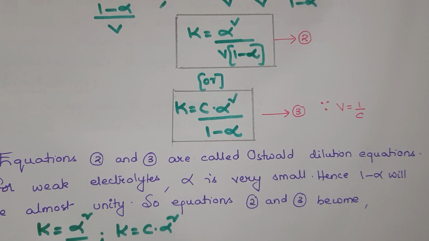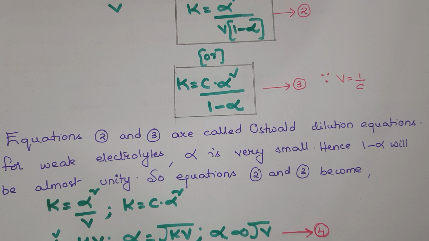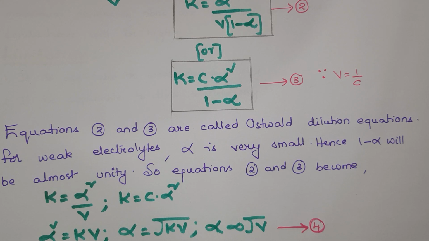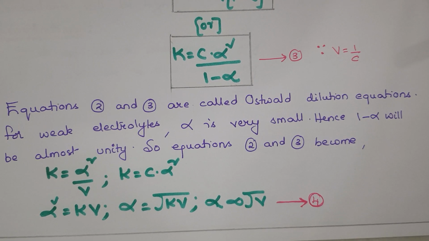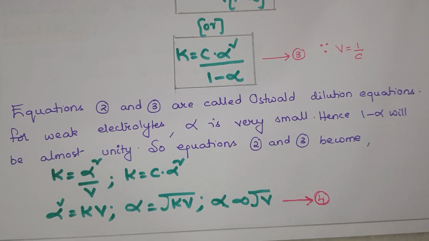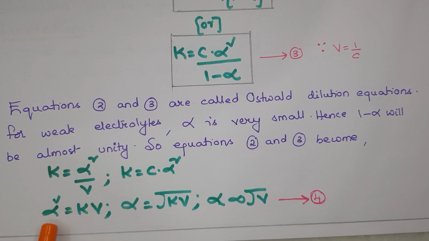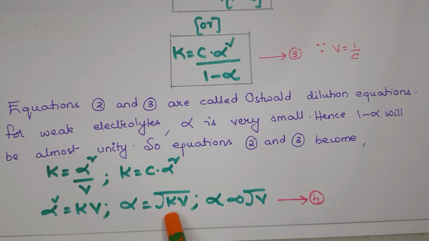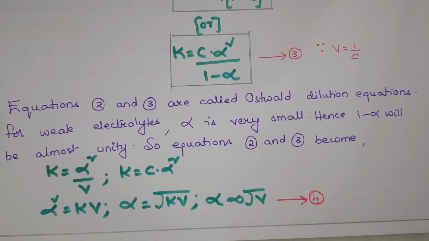Equations 2 and 3 are called Ostwald dilution equations, and for weak electrolytes, alpha is very small. Hence 1 minus alpha will almost be unity, and hence equations 2 and 3 become K equals alpha square by v and K equals c into alpha square. Now from this, students, see here. From this, alpha square will be equal to K into v by cross multiplication. So alpha will be equal to root Kv. So if we remove this K, alpha is directly proportional to root v. So mention it as equation number 4.